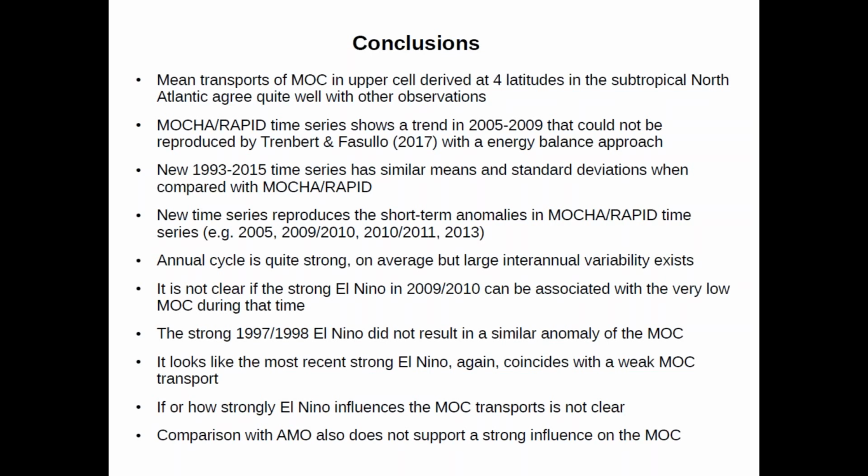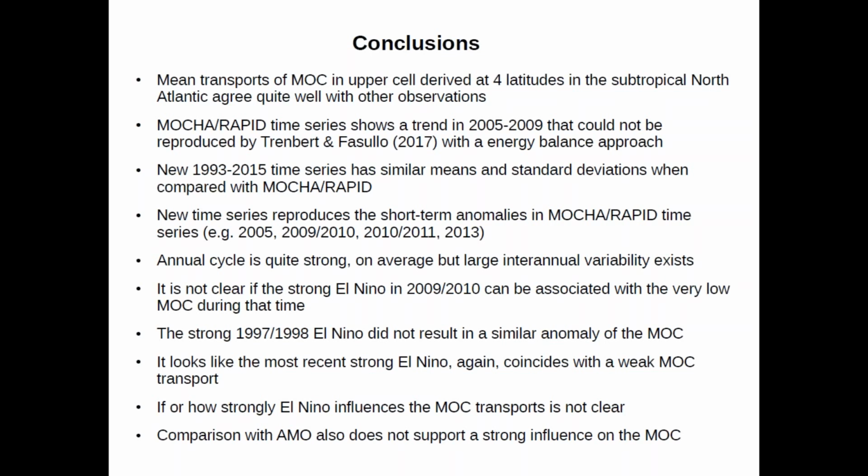Our new time series has similar means and standard deviations when compared with Mocha Rapid. It also has the short-term anomalies in the time series from Mocha Rapid. Here are the X4 that I marked on the pictures. There's a pretty strong annual cycle, and there's large interannual variability. It doesn't look like El Nino has anything to do with MOC large anomalies like the 2009-2010 event. It coincides, but other El Ninos didn't cause a drop-off like that.